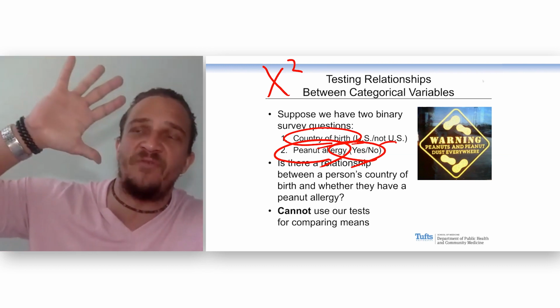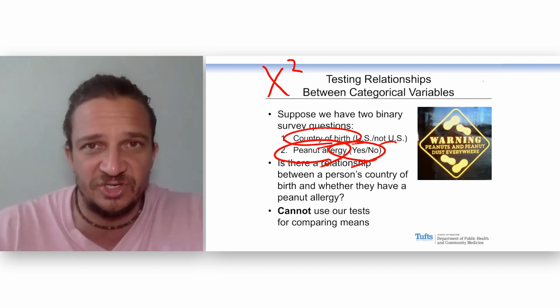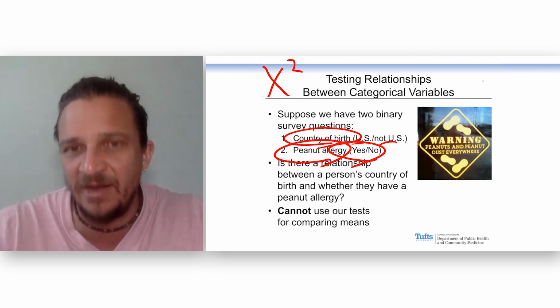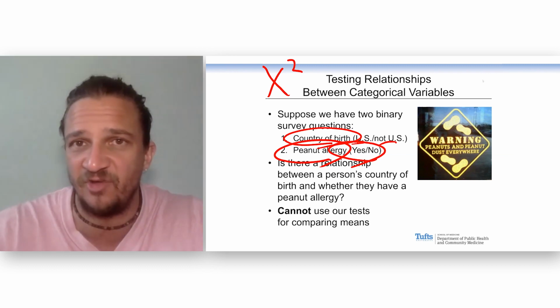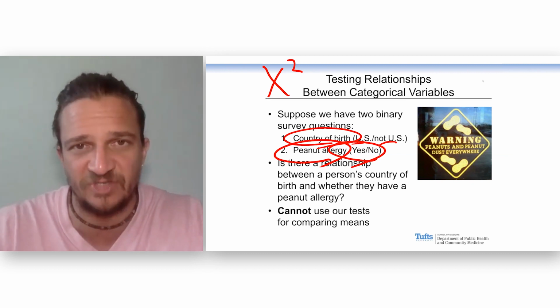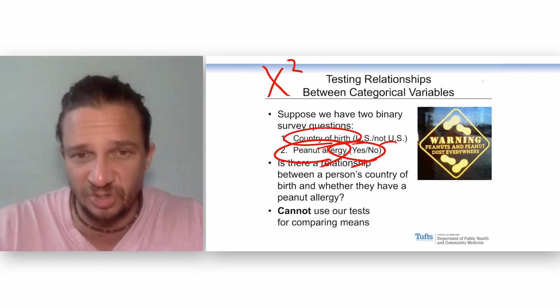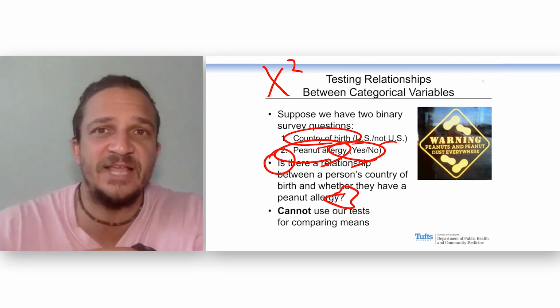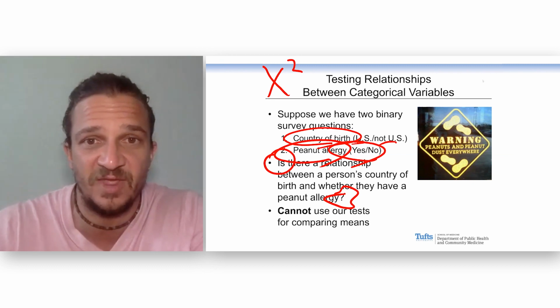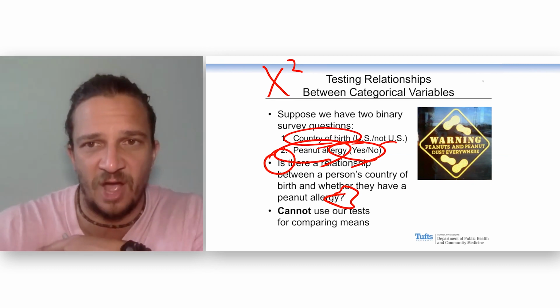But Tibor, I have a really, really bad peanut allergy. Okay, I'm talking about peanut allergy, yes or no. I'm not talking about severity of peanut allergy. That might be a continuous or some measurable variable. I'm just talking about two binary variables. So here's a research question. It ends with a question mark, starts with the word is. Is there a relationship between a person's country of birth and whether they have a peanut allergy or not?